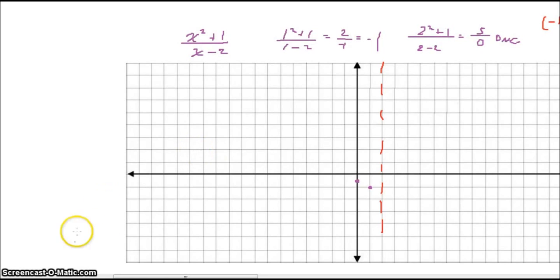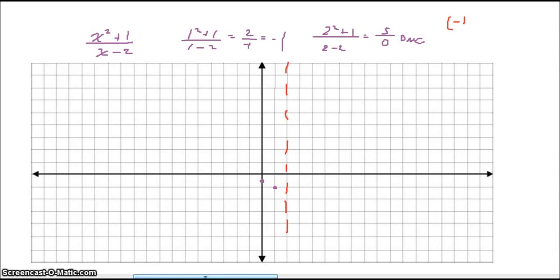So I've already started on this one. x squared plus 1 over x minus 2. We have a vertical asymptote at 2. And that's pretty much all we got. I think we also had the intercept was negative 1/2.